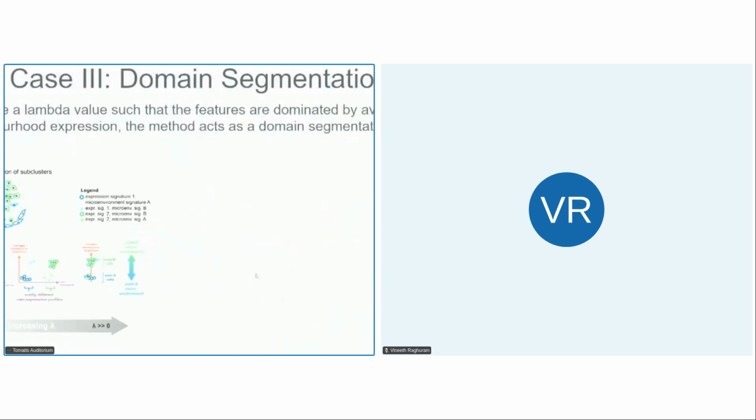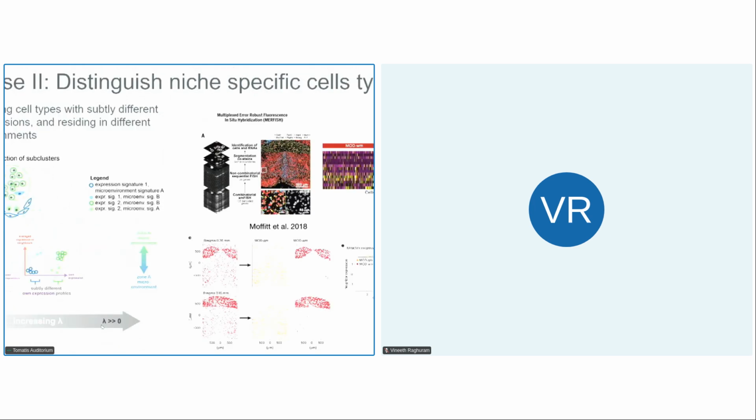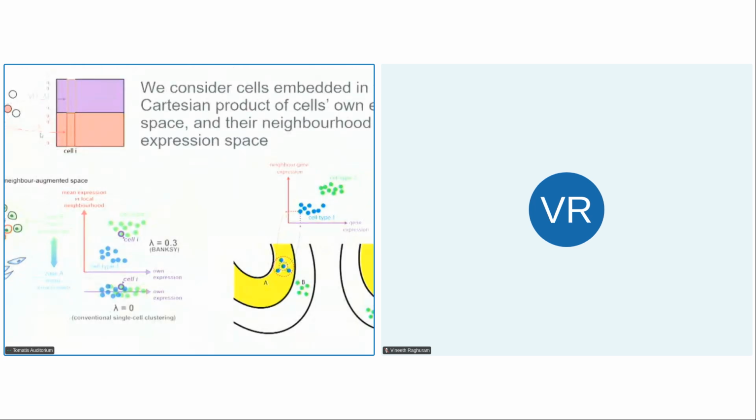Okay, so the third use case is this parameter lambda within the Banksy matrix, which Joseph will talk about more during his talk. But basically, the idea is that we weight the own expression and the neighborhood expression for each cell by this lambda parameter. So if lambda is, let's say, 1, this term is 0. So you multiply 0 into the own expression, and you multiply 1 into the neighborhood expression. So essentially, your features are just the average neighborhood expression for each cell.